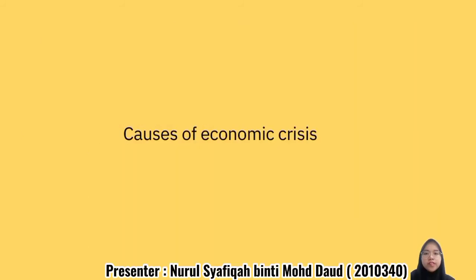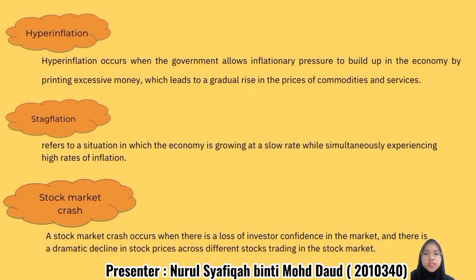Causes of economic crisis. The first one is hyperinflation. Hyperinflation occurs when the government allows inflationary pressure to build up in the economy by printing excessive money, which leads to a gradual rise in the price of commodities and services. Governments resort to creating excess money and credit with the goal of managing an economic slowdown. Hyperinflation occurs when the government loses control of the price increase and raises interest rates as a way of managing the accelerating inflation.